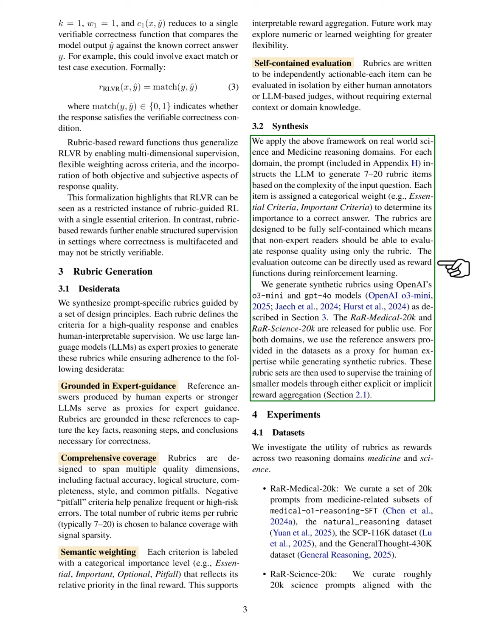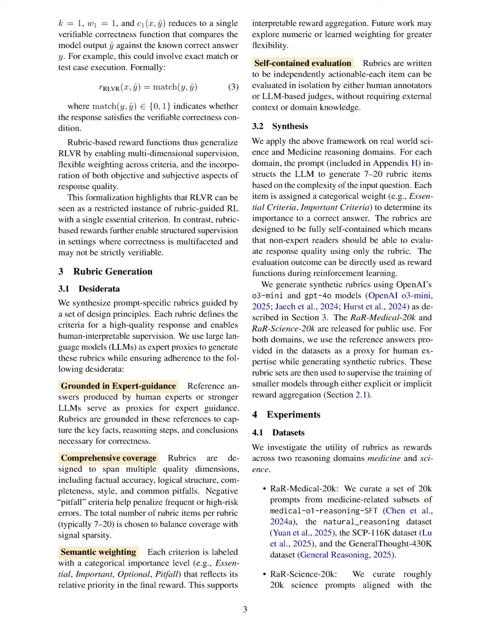Section Summary. In this section, we outline a framework for structured reward functions in reinforcement learning, utilizing prompt-specific rubrics that evaluate model responses based on multiple criteria. We describe both explicit and implicit aggregation methods for these rubrics, emphasizing their ability to provide comprehensive, interpretable, and self-contained evaluations that enhance model training in complex domains like science and medicine.